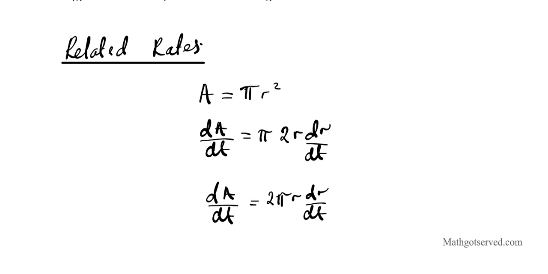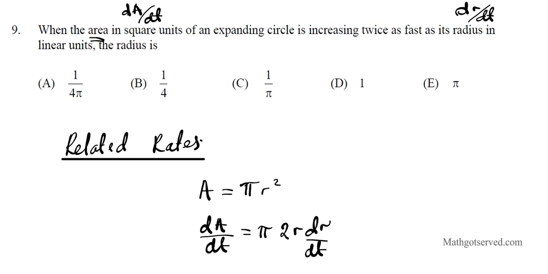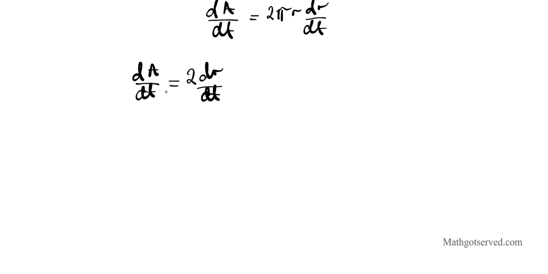All right, so now that we have this related rates equation, let's go back to the problem. It says that when the area is expanding twice as fast as the radius, so basically the change in area is dA/dt, and the change in the radius is dr/dt. So at a point in time, the growth of the area was twice the radius's. So what does that tell me? That basically tells me that dA/dt is equal to 2 dr/dt. So this is at a particular point in time, this is what was happening.